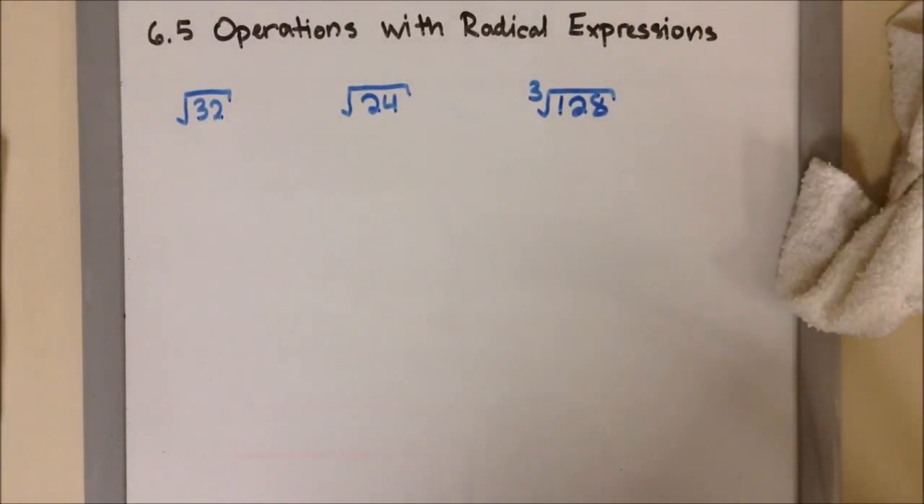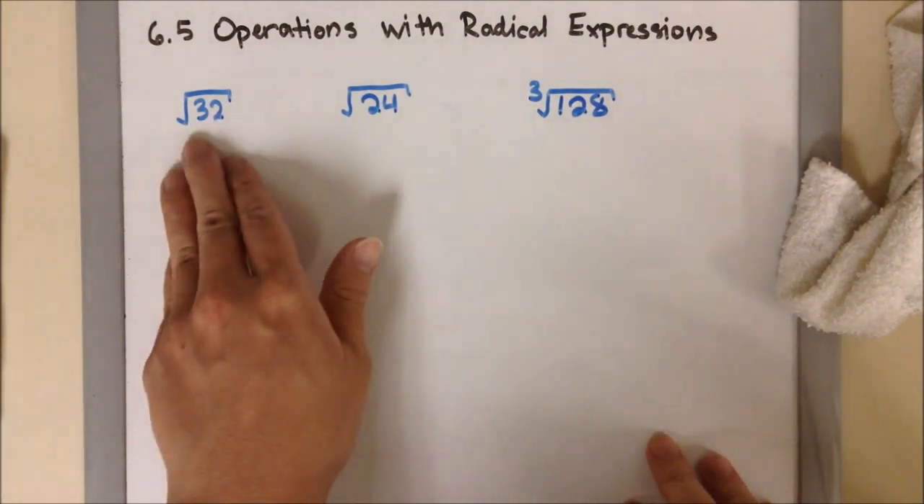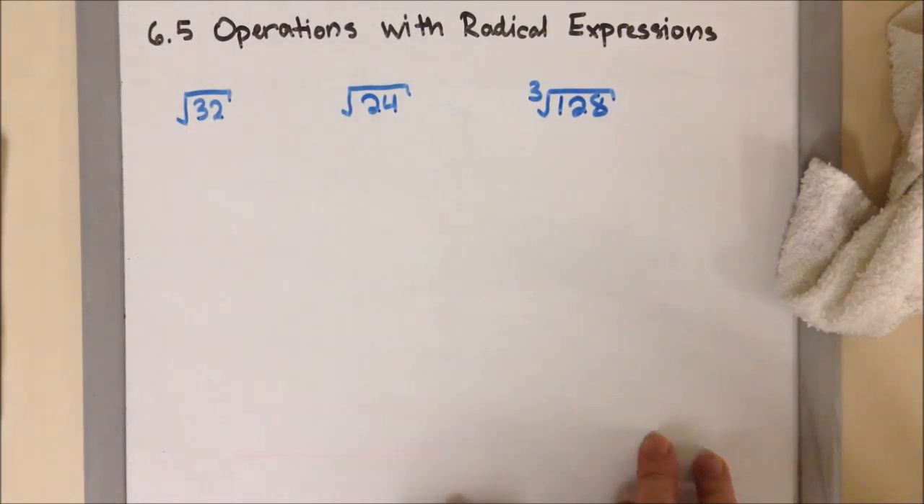Welcome to section 6.5, Operation with Radical Expressions. Now before we get into the work of operations, we're going to review simplifying radical expressions, because you need to know how to do that when working with operations when you're trying to solve or simplify these radical expressions. We have done this in the previous chapter, but this is just a little review. So over here I have the square root of 32.